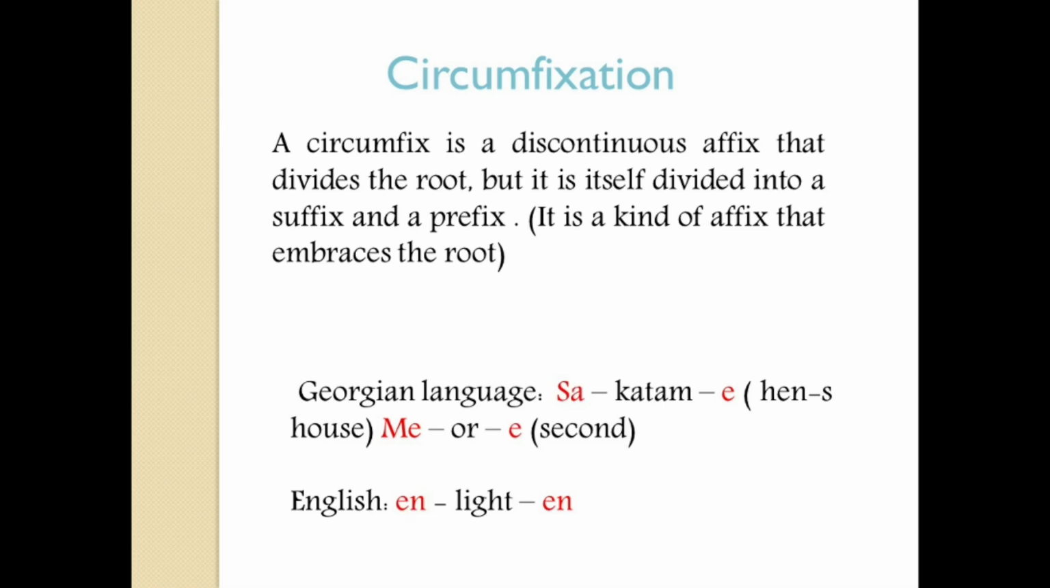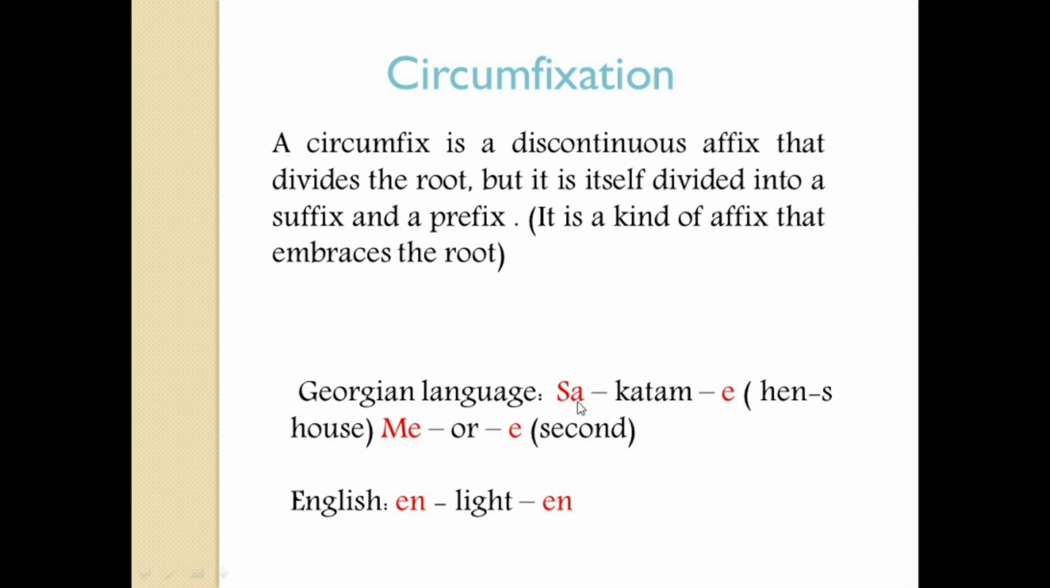Circumfixation. A circumfix is a discontinuous affix that divides the root, but it is itself divided into a suffix and a prefix. It is a kind of affix that embraces the root. So what do you understand by circumfixation? As we can see, it is a discontinuous affix and it divides the root, and this circumfix is also divided into two parts, a prefix and a suffix.